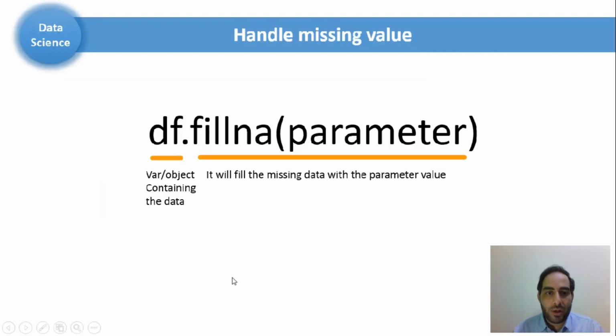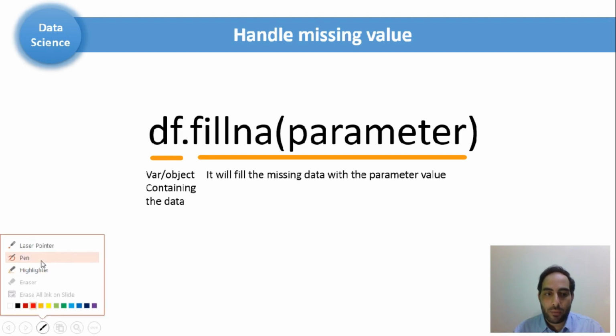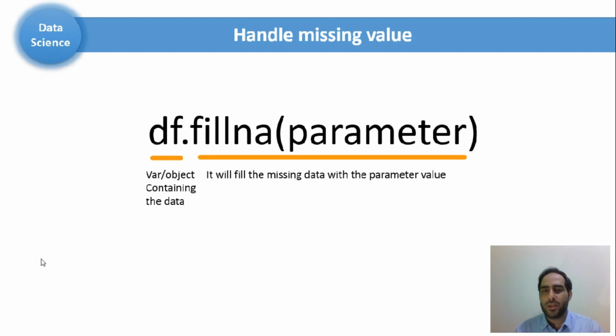The first thing we will learn is how to handle the missing value. Missing value is a problem when it comes to machine learning, when it comes to feeding the data into the algorithm. So we need to know how to handle it. If I have a missing value, sometimes I don't want to remove the whole row. So what I want is to fill that missing value with some other value. For that, what we will use is a function which we call fillna.